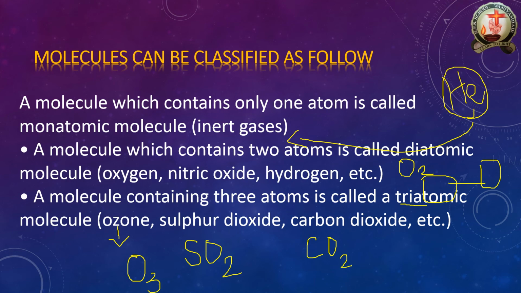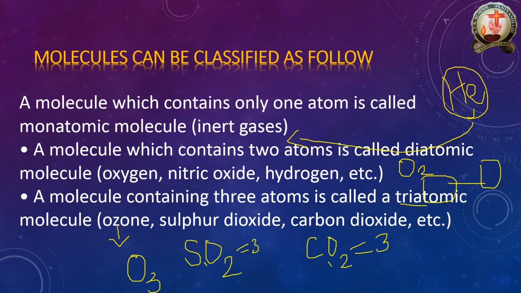Now you can understand that triatomic means 3 atoms are present. Here 1 sulfur, 2 oxygen, totally 3. Here 1 carbon, 2 oxygen, totally 3. So it is said to be a triatomic molecule. First, you can understand that monoatomic comes under the inert gas configuration. Inert means not able to donate electrons as well as not accepting electrons, so we call it an inert gas.